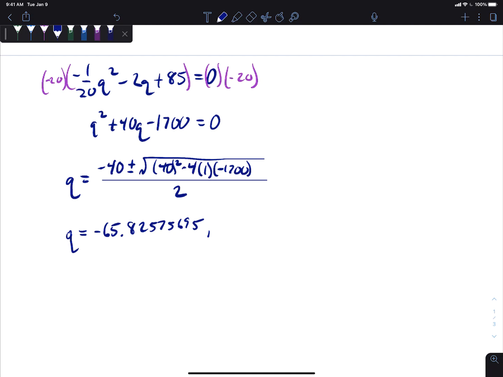Now let's do that again, but this time use the positive. By the way, my recommendation for this is to do second enter if you just typed it in, and that'll make it to where you can just use the arrows and change the negative to a positive. And that gives me 25.8257569. Excellent.